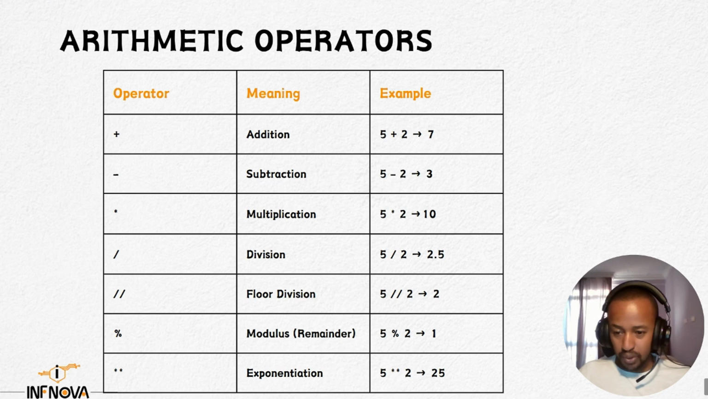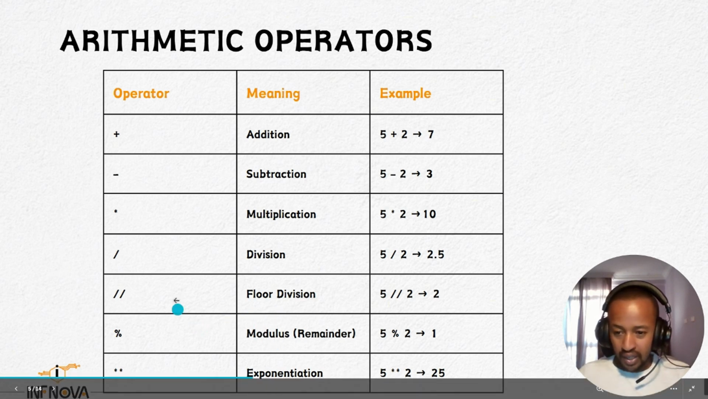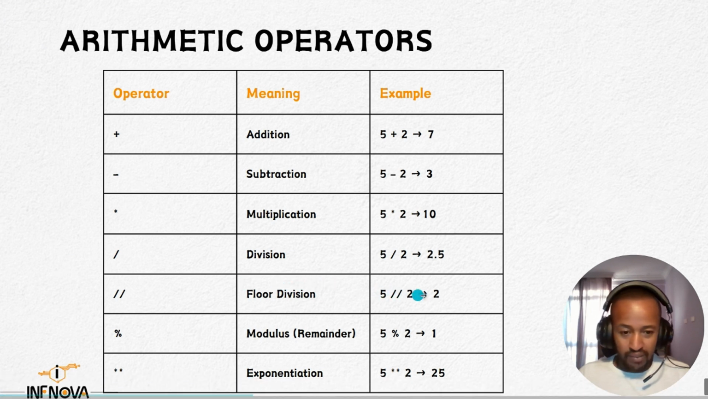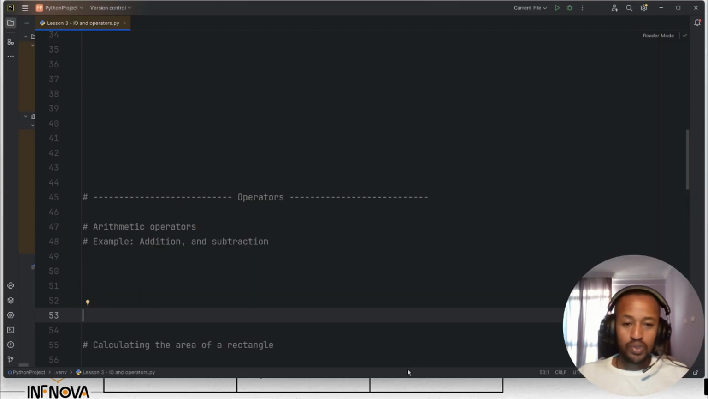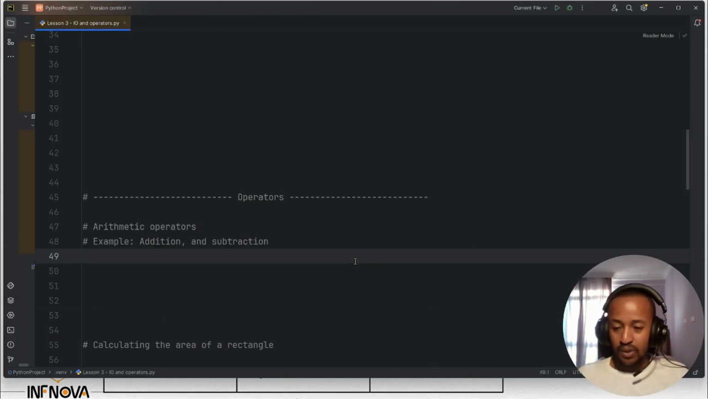In this example also, we can see that the floor division of 5 by 2 is 2, and the modulus, which is the remainder, of 5 modulus 2 is 1. And exponent is a double asterisk, so 5 double asterisk 2 means 5 squared. That's 5 times 5, which is 25. Okay, let's start coding to crystallize the concept.